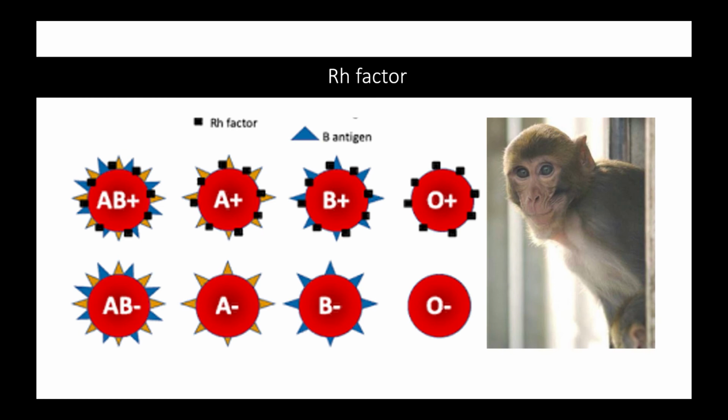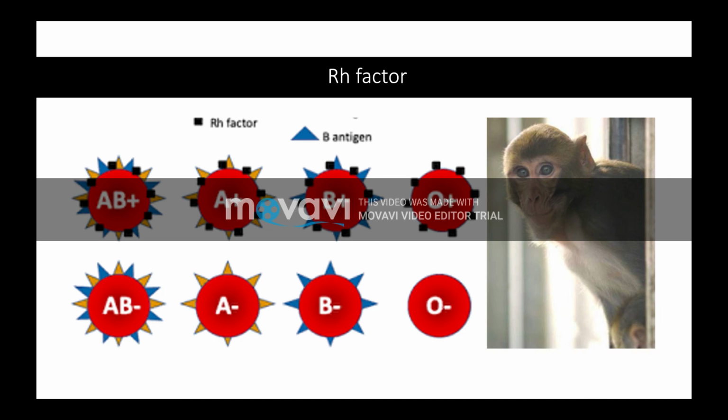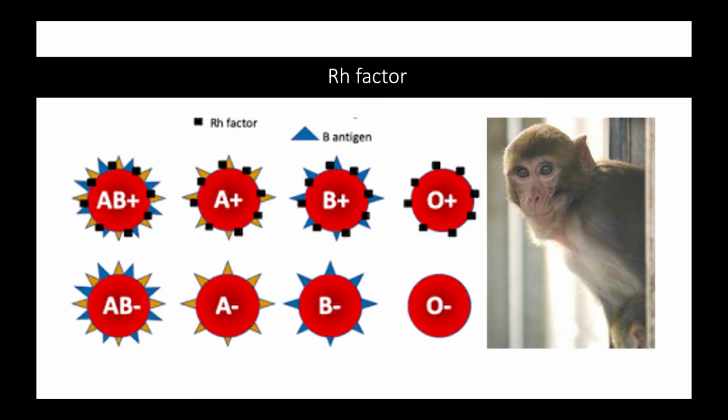If your red blood cells have this protein, your blood is considered Rh positive, or positive. If you don't have this protein, your blood is considered Rh negative, or negative.